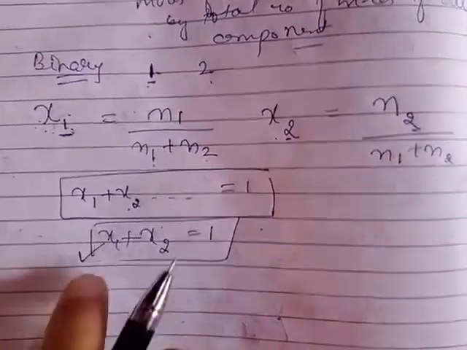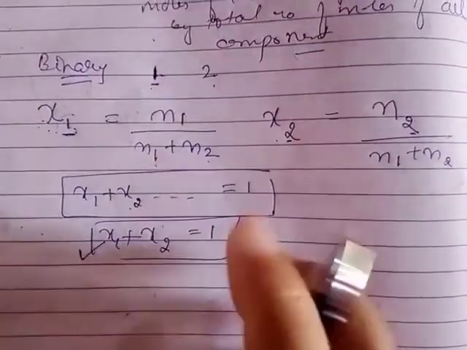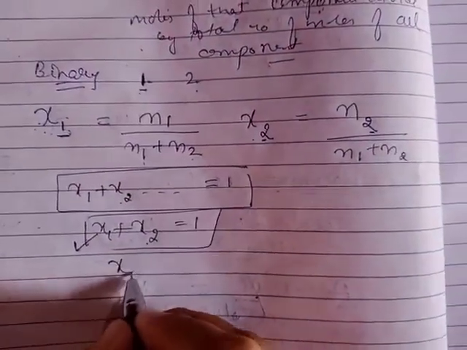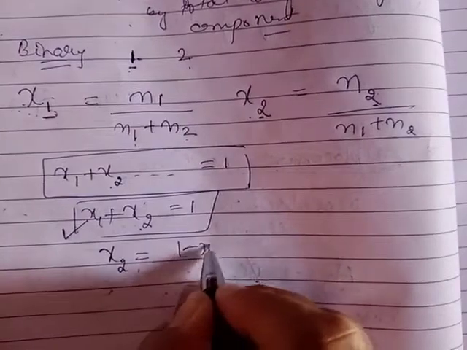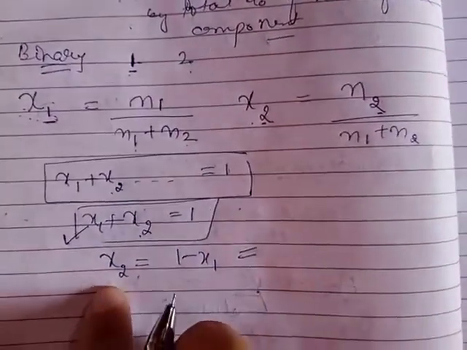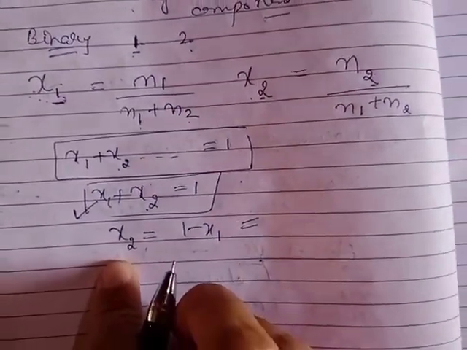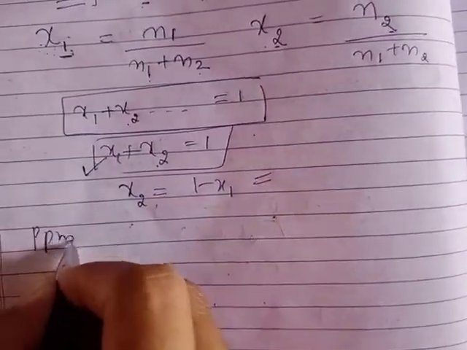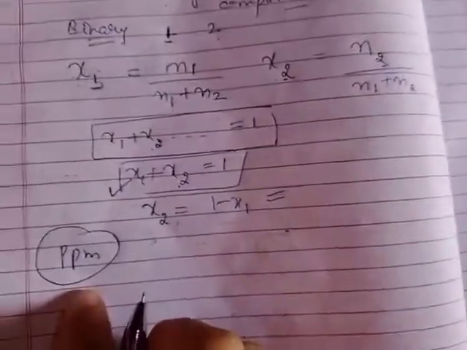If we have calculated x1, then directly we can find out x2 without using this formula. Therefore in that case x2 is equal to 1 minus x1. In this way we can obtain the mole fraction of the second component. Clear? The next concentration term is called ppm.